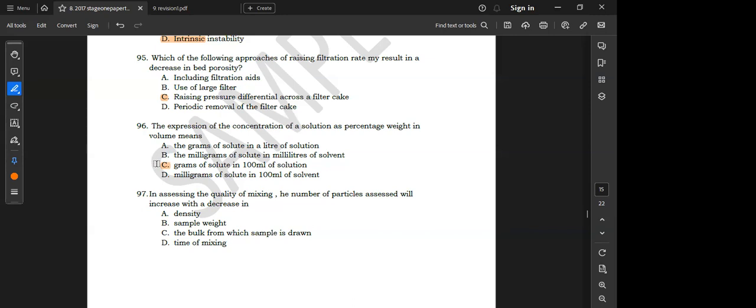In assessing the quality of mixing, the number of particles assessed will increase with a decrease in: density, sample weight, bulk from which the sample is drawn, time of mixing.